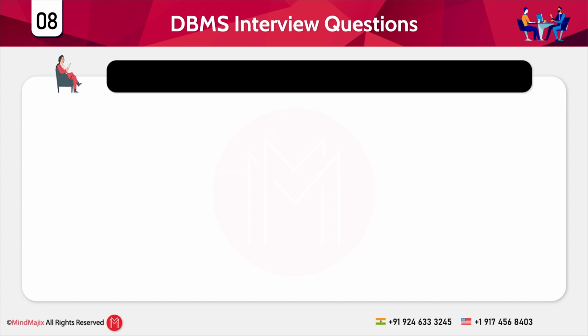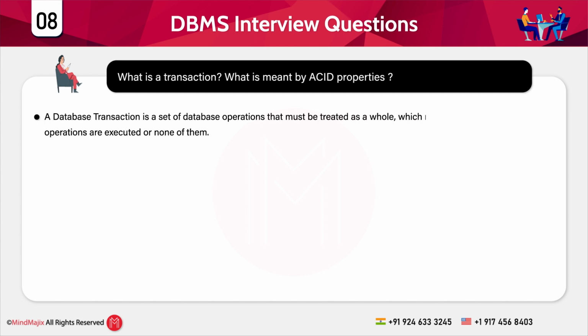The next question is a very important question. The question says, what is a transaction and what is meant by ACID properties? A database transaction is nothing but a set of database operations that must be treated as a whole, which means either all operations are executed or none of them are executed. So for this, you can consider an example of a bank transaction. Let's suppose you have to transfer funds from one account to the other account. So here the transaction must be either fully successful or unsuccessful.